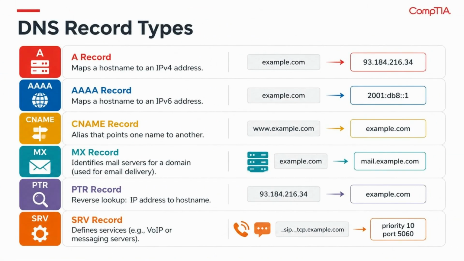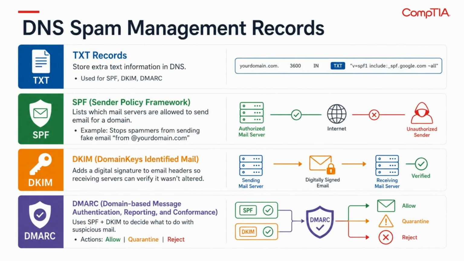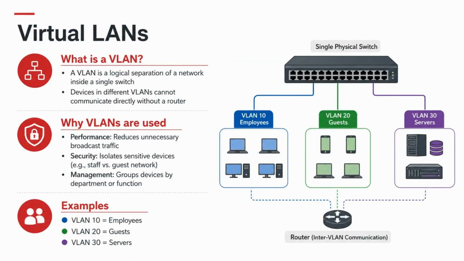DNS records serve various functions. A records map names to IPv4 addresses, while AAAA handles IPv6. CNAME acts as an alias. MX identifies mail servers. PTR handles reverse lookups, and SRV defines network services. Spam management is critical. TXT records store data for SPF, DKIM, and DMARC. SPF lists authorized senders. DKIM signs email to ensure integrity. And DMARC provides instructions on how to handle mail that fails these checks.